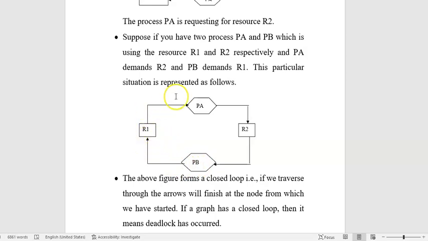Using this DRAG, what we conclude is, if you start from here, it starts here and has formed a closed loop. If you traverse the arrows, it will finish at the starting node itself. So this is called a deadlock.